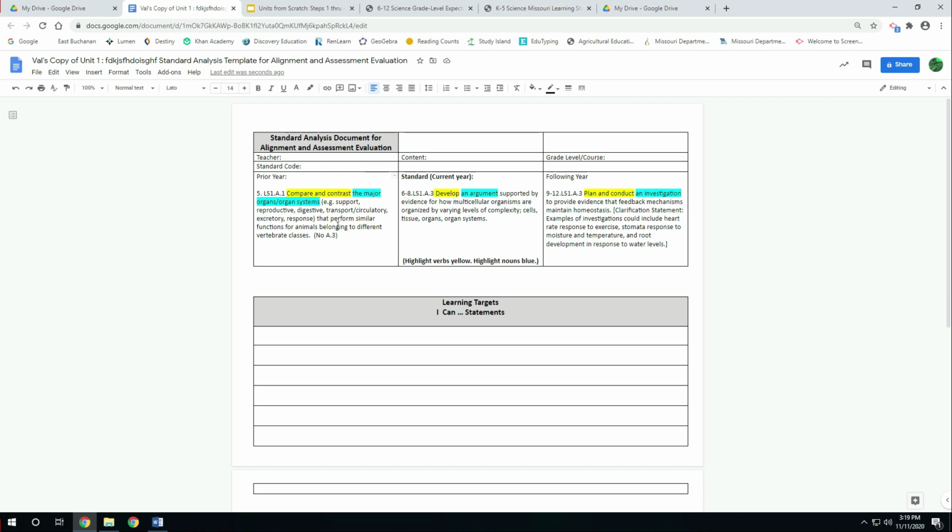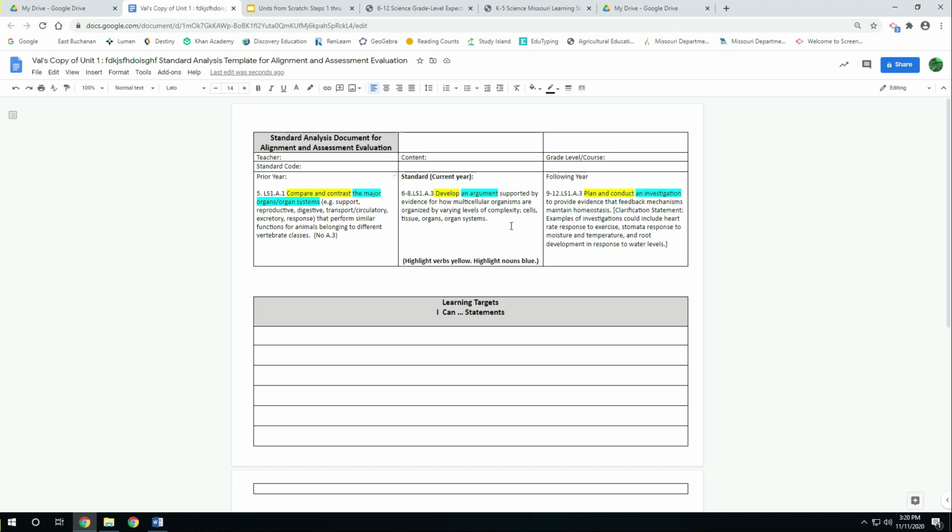So hopefully they obviously already know what the major systems are. So because they're comparing and contrasting the ones that perform similar functions for animals. Okay, so that's very specific. So obviously there's some depth going on here. So now the next year, I'm developing an argument. I need evidence for how they're organized by varying levels of complexity from cells to tissues to organ systems.